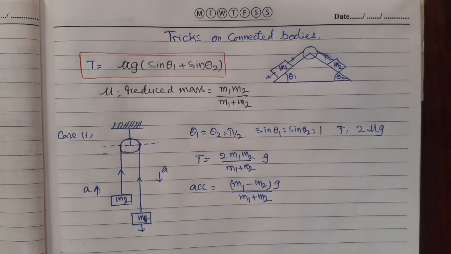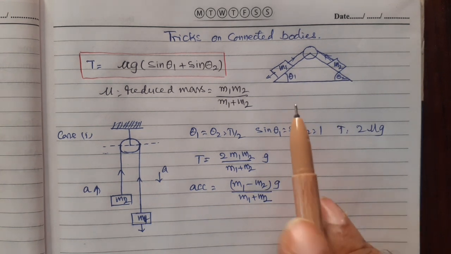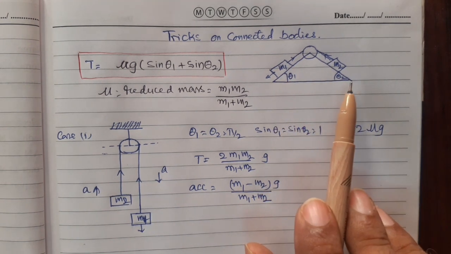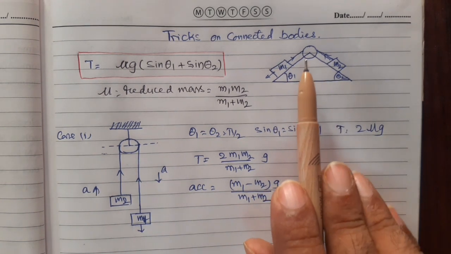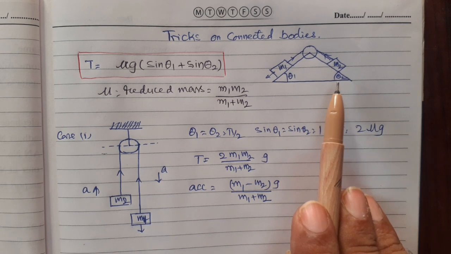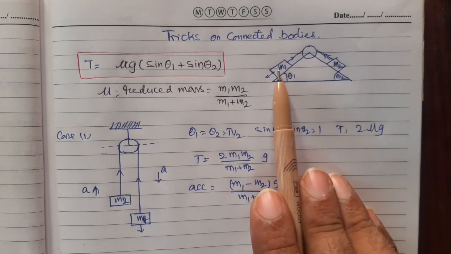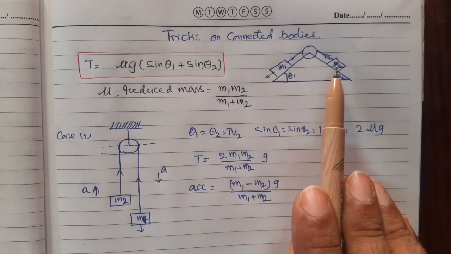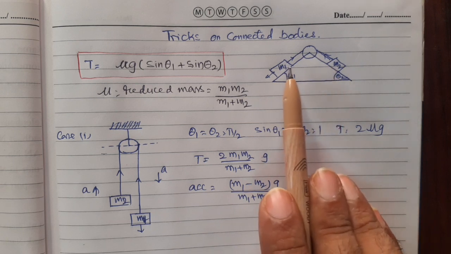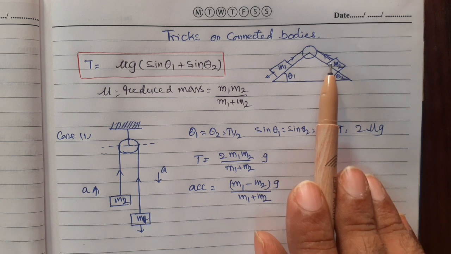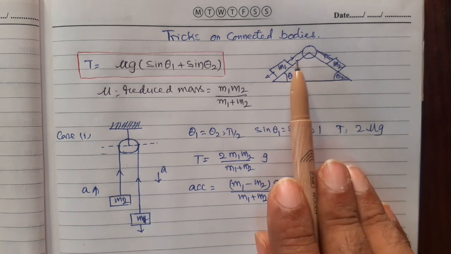Tricks to solve problems on connected bodies, to solve the connected bodies problems the easy way. Now consider this type of surface. This is a double inclined plane, and the planes are at angles theta 1 and theta 2. Masses m1 and m2 are on the inclined surfaces, and these two are connected by a single string over the pulley.